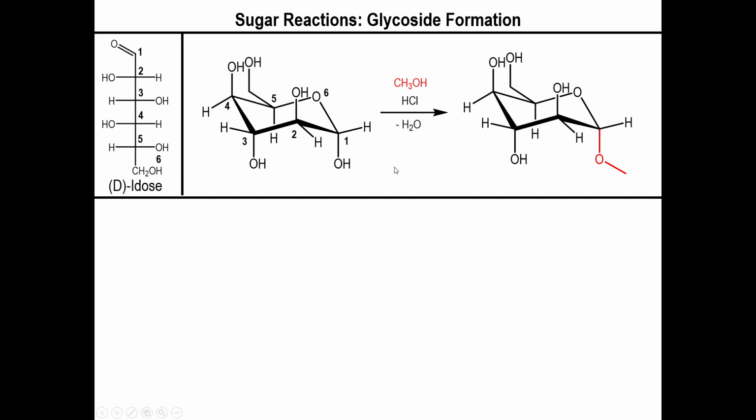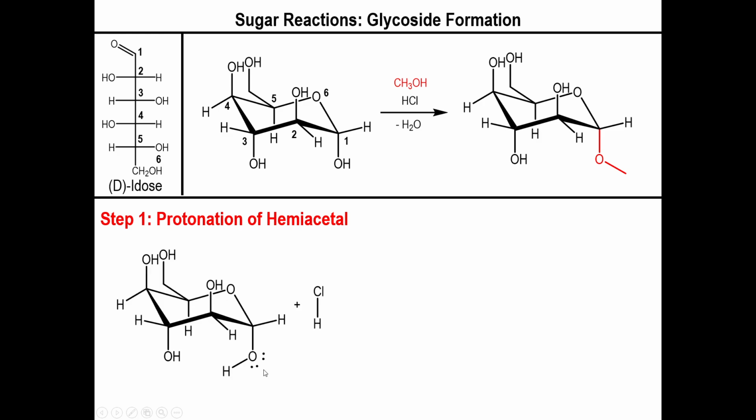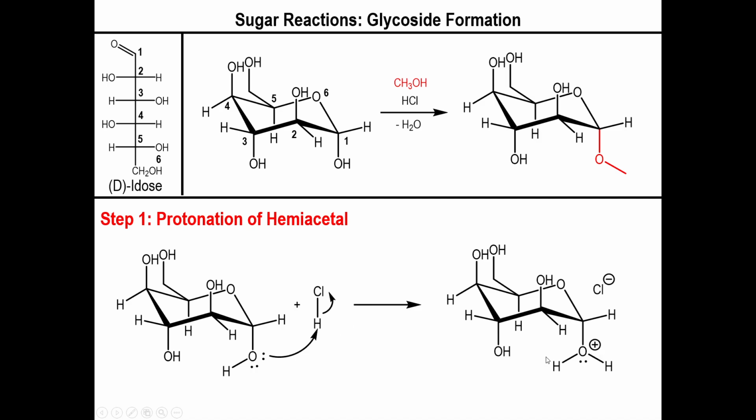Because recall from aldehyde and ketone chemistry, if you're trying to make an acetal derivative, you cannot do that under basic conditions. It has to be acid conditions. So here's the mechanism of this. First, you protonate your hemiacetal on the sugar, right? So you get the alcohol at position one to attack your catalytic acid. In the process, you kick off chloride here and you protonate the alcohol. So now you have water as a leaving group.